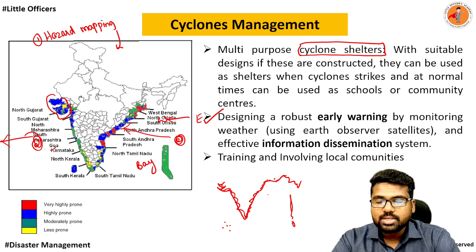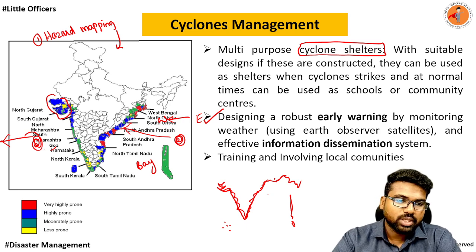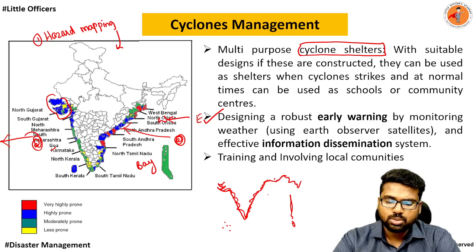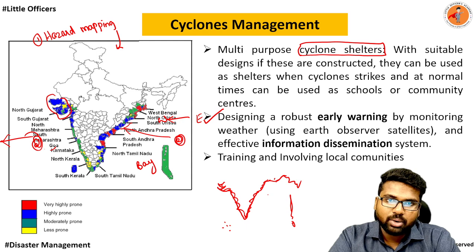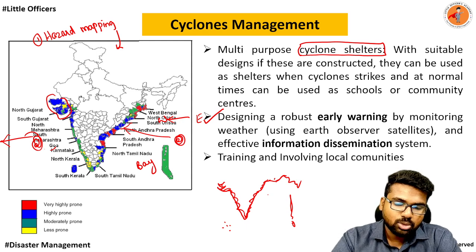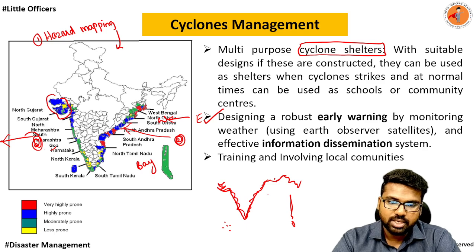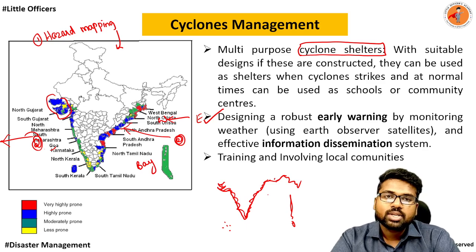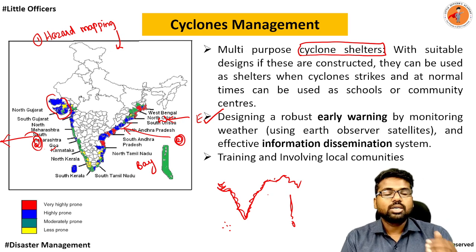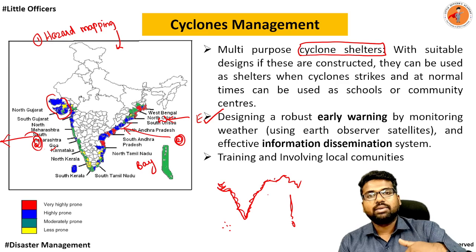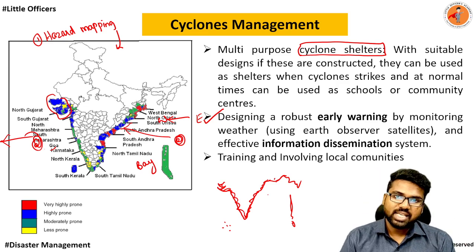Now we can constantly monitor the vulnerable areas, and we can measure the pressure points as well. We can say whether there is a low pressure point or a depression, or whether it is turning into a cyclone. Immediately that information can be given to the local people so that they can be evacuated to some safe location, thereby reducing the loss of life and property.